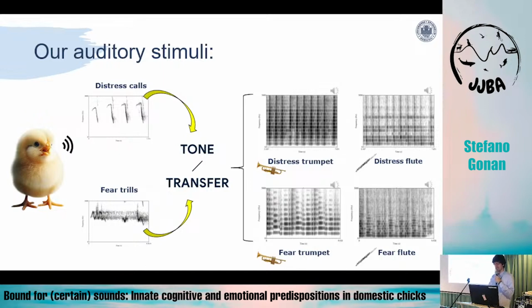Well, here's the distress flute. And the same for the fear trumpet. And the fear flute.